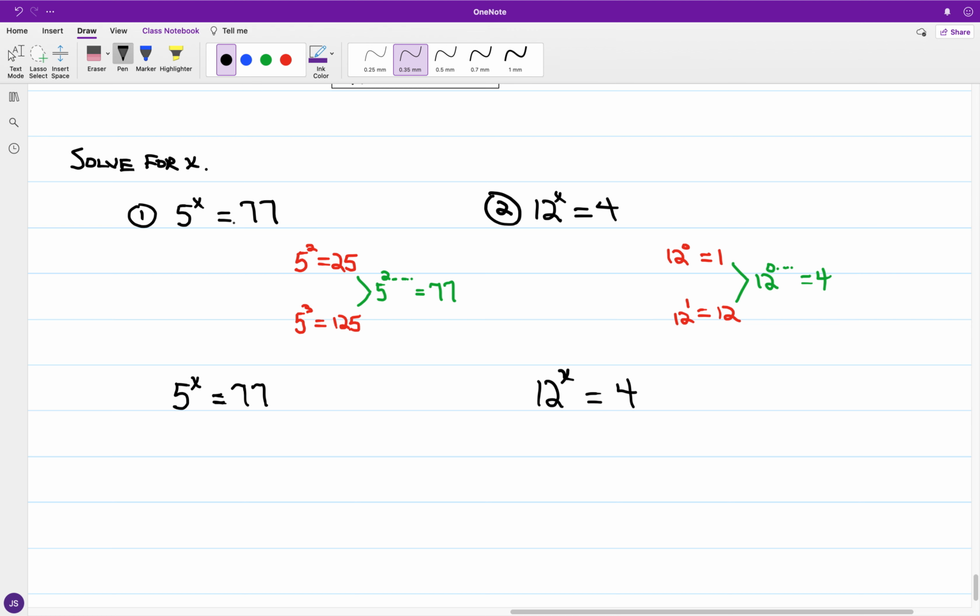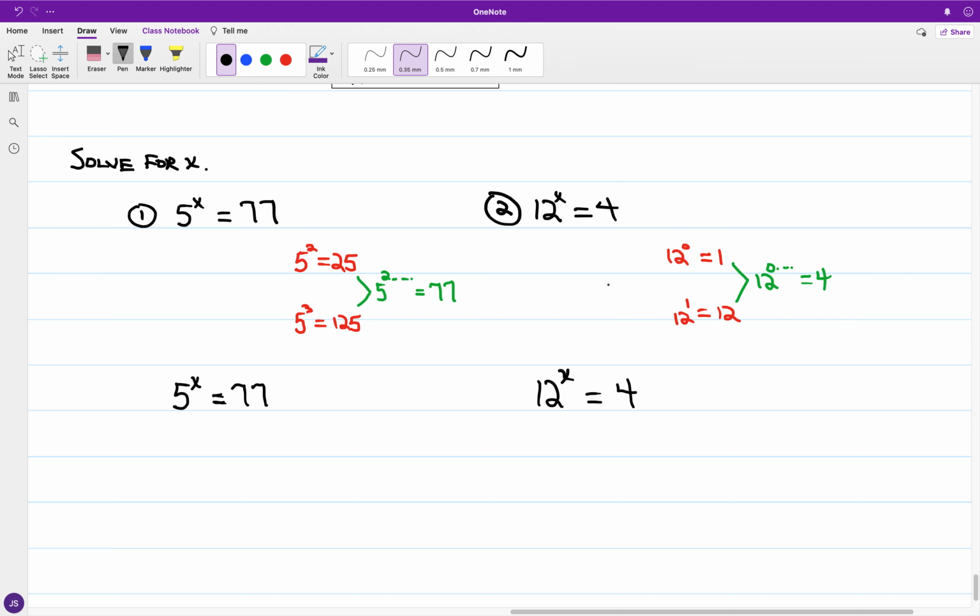Now for 77, okay, now we have like 5 squared is 25. Now 5 cubed, or 5 times 5 times 5, is going to be 125. And 77 is a number that falls between 25 and 125. So we would anticipate that the exponent, or the power to which 5 is raised, is going to be somewhere greater than 2 and less than 3.